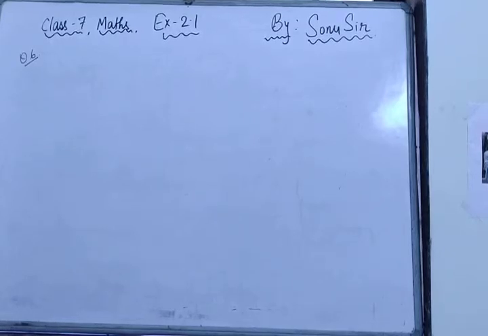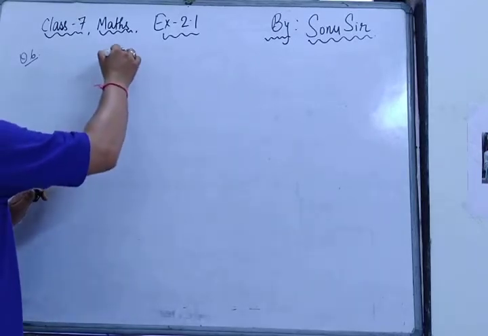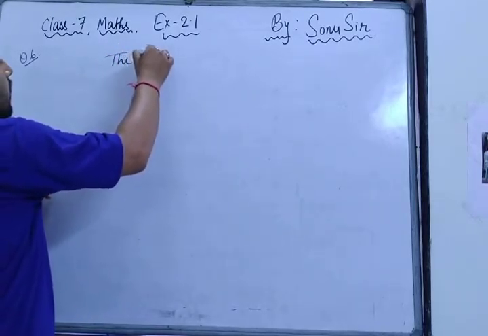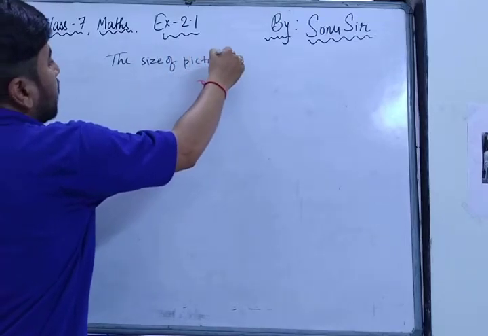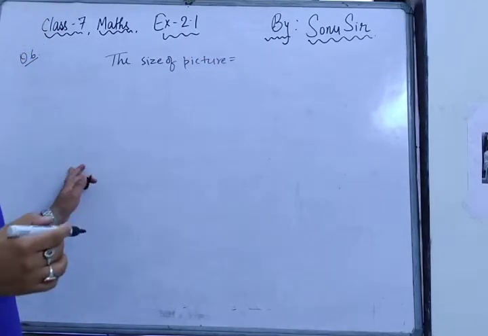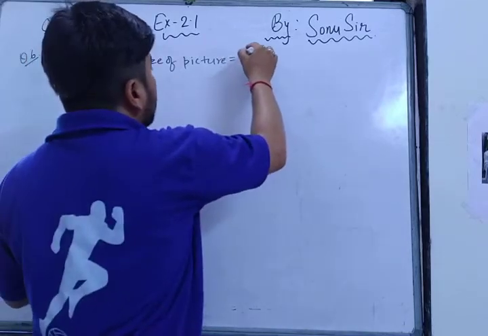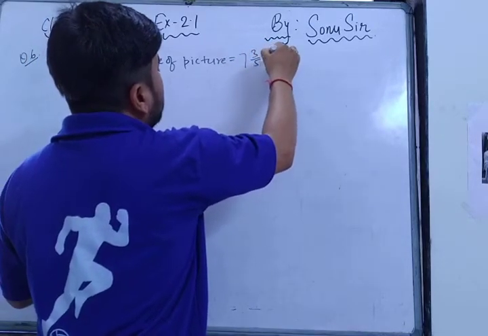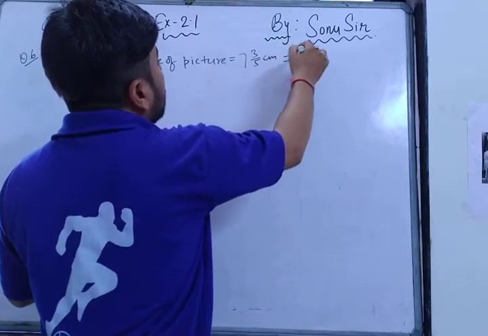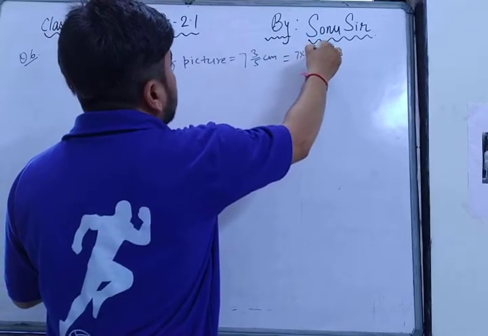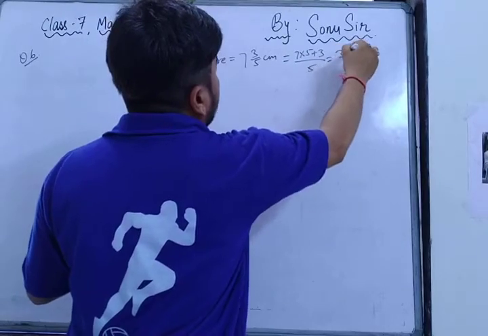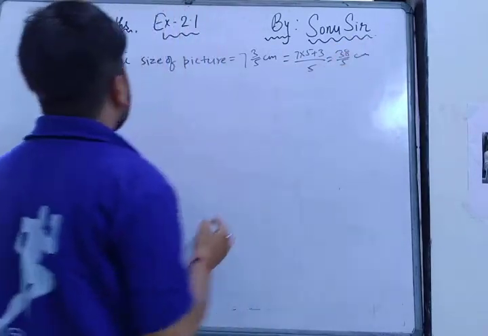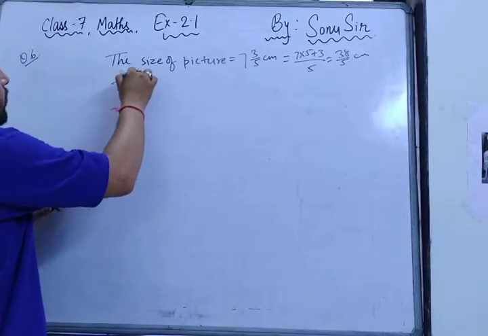Question number 6 here. The size of the picture is equal to how much? 7 into 3 by 5. 7 into 3 by 5 centimeter is equal to 7 into 5 plus 3 upon 5. 7 fives are 35 plus 3, 38 upon 5 centimeter. Okay, and the size of the frame.